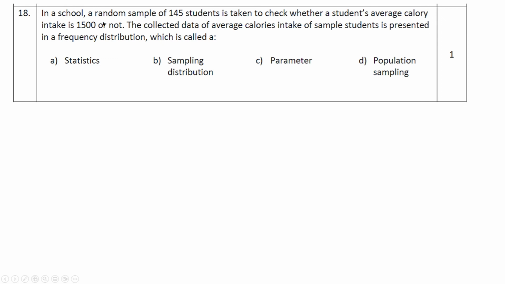Next question. In a school, a random sample of 145 students is taken to check whether a student's average calorie intake is 1500 or not. The collected data of average calories intake of sample students is presented in a frequency distribution which is called a... so here the data of sample statistic of a sample is called a sampling distribution. So the collected data of average calories intake of sample students, which is presented as a frequency distribution, is a sampling distribution.